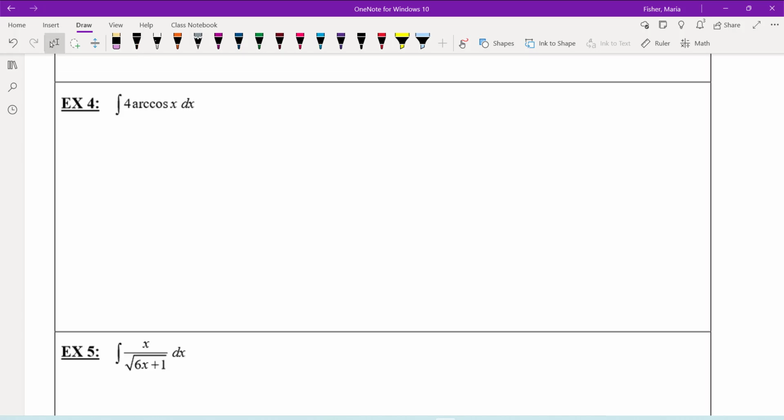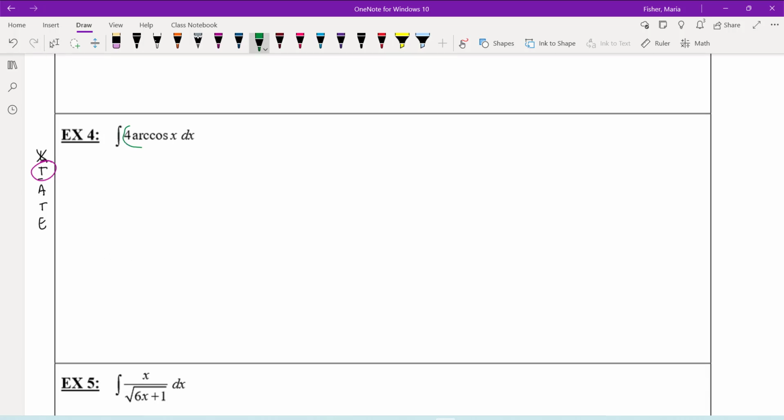Number 4, the indefinite integral of 4 arc cosine of x dx. Well, this is not basic form, and it's not a u-sub, so I use LIATE. I know I need integration by parts. I don't have a log, but I do have inverse trig, so I'm going to let my u equal the inverse trig. In this case, my u is that 4, and instead of writing arc cosine, I'm going to just write inverse cosine of x because it's less strokes of the pen.